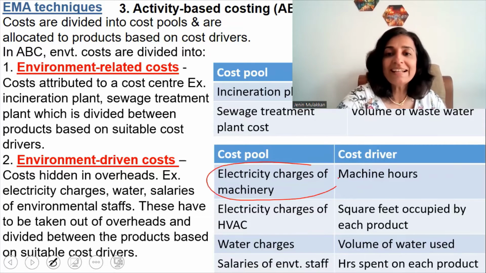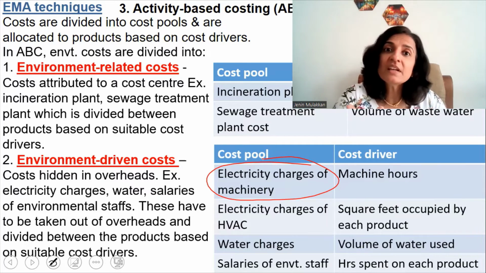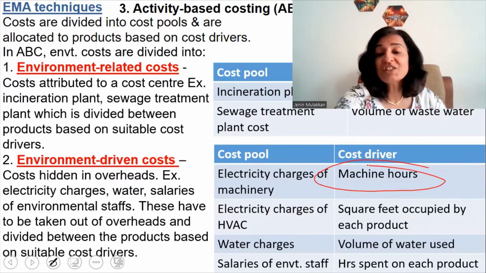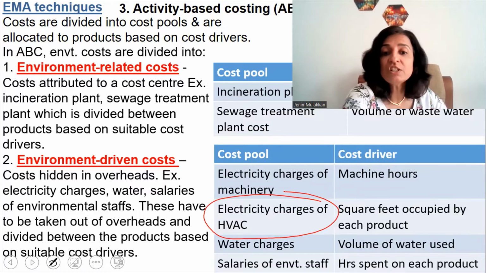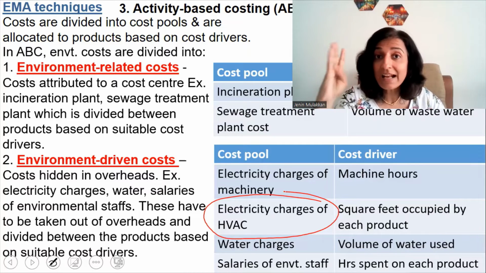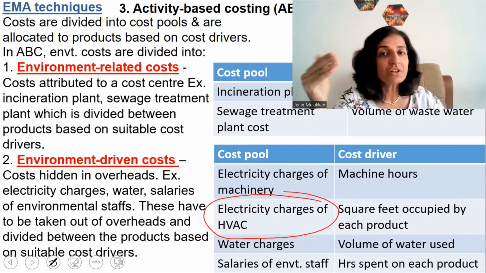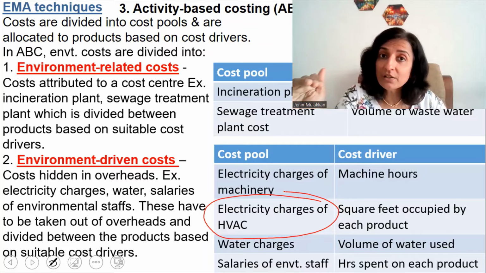So let's analyze the cost pool and the respective cost drivers in a business scenario. So the first cost pool, electricity charges of machinery. What is the reason for the electricity charges of machinery? It is basically because the machinery is working. So the cost driver is naturally the machine hours. Now coming to the second cost pool, electricity charges of HVAC. What do you mean by HVAC? HVAC stands for heating, ventilation, and air conditioning. So it is basically the air conditioner which cools the factory during summer and the heater which warms up the factory during winter.